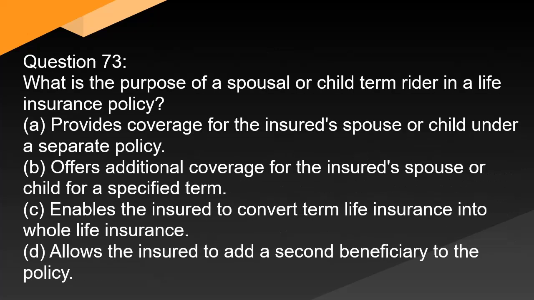Question 73. What is the purpose of a spousal or child term rider in a life insurance policy? A. Provides coverage for the insured spouse or child under a separate policy. B. Offers additional coverage for the insured spouse or child for a specified term. C. Enables the insured to convert term life insurance into whole life insurance. D. Allows the insured to add a second beneficiary to the policy.